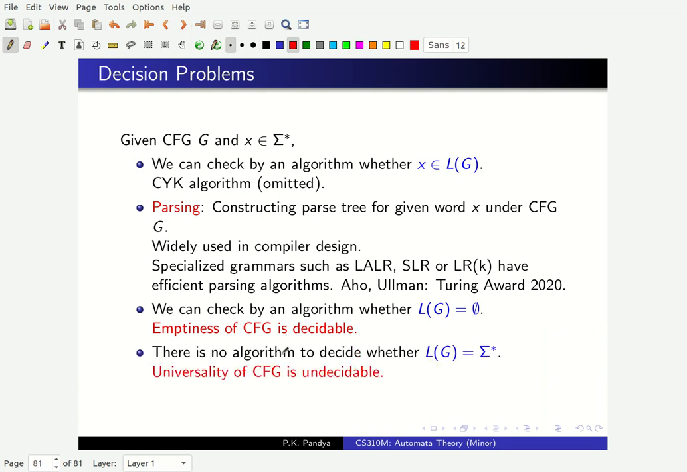On the other hand, if we ask the universality question, that is, whether the language of the grammar is equal to sigma star, meaning every string over alphabet sigma can be generated, this problem is undecidable. There exists no terminating algorithm which, given a grammar, will be able to answer this question. No matter which algorithm you give me, there will be some grammar for which it will not correctly answer this question. This is a rather hard question, and in the later part of the course we will show how undecidability of problems is proved. The fact that there are problems which cannot be solved by any computer algorithm is surprising, and this is one of those problems.